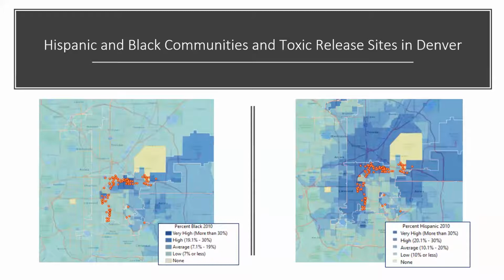But on the red markers, these are areas that are toxic release sites in Denver. And so you can see there's some pretty strong overlap between areas that have a higher percentage of Black and Hispanic communities and these toxic release sites. And so this is just an example to demonstrate this concept I'm getting at of environmental justice or environmental racism. Environmental racism being what's demonstrated here, and environmental justice being the movement trying to counteract environmental racism.